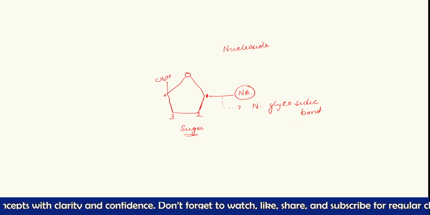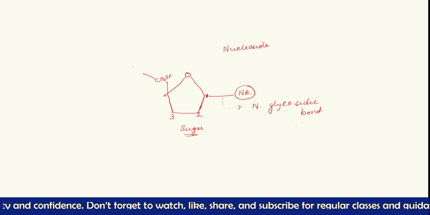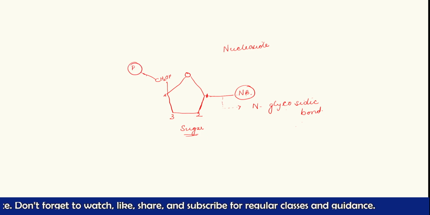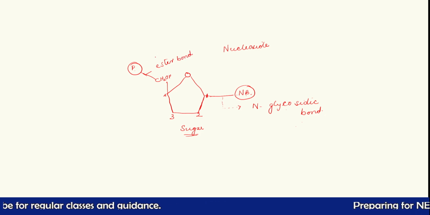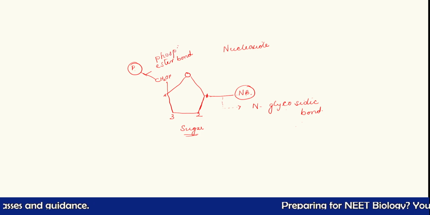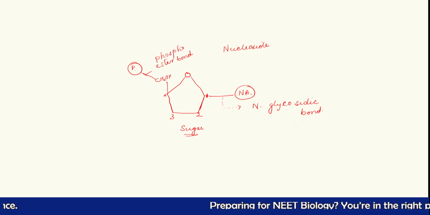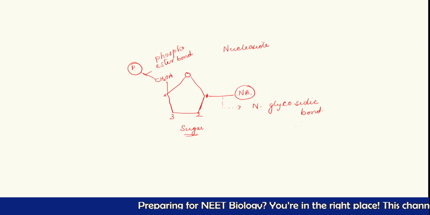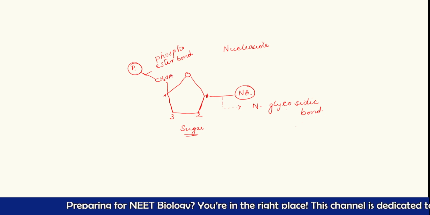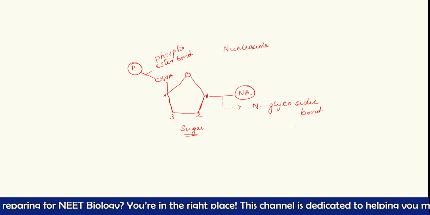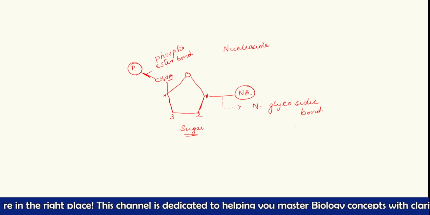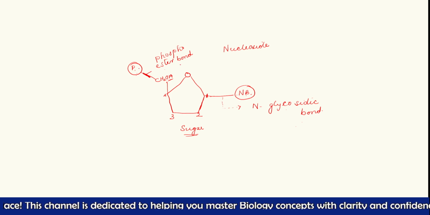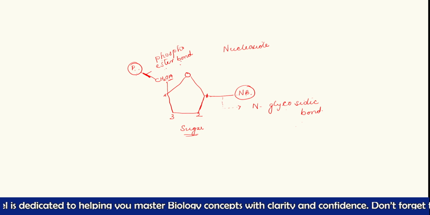In this nucleoside, when the phosphate group is attached to the fifth carbon atom with the help of an ester bond, remember ester bond. Since this is a phosphate group, it is called a phosphodiester bond. What is an ester? See here, the OH group is there in the CH2OH and this is the acid, phosphoric acid. The bond formed between the alcoholic group and the acid is called an ester bond. Since this is a phosphate group, the name is phosphoester bond.